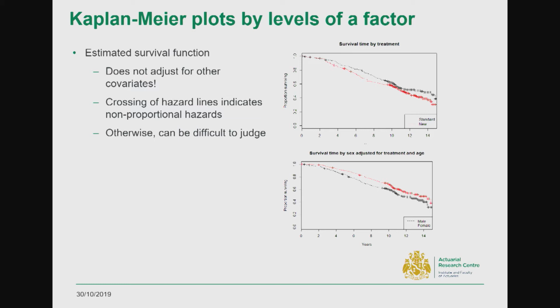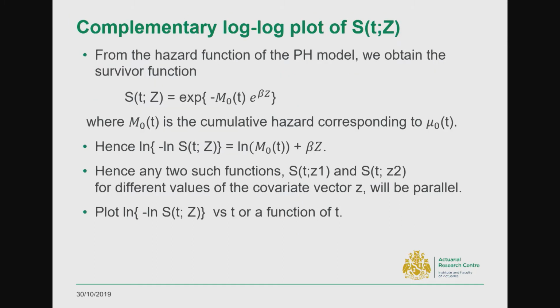This is one of the graphical methods, so it will be very difficult to judge. On the second graph, you see that when we have adjusted the model for treatment and age, the lines are sort of parallel, so they do not cross for sex. So this is one way of testing the non-proportional hazard assumption. Another way of testing it is looking at the log survival functions against time.